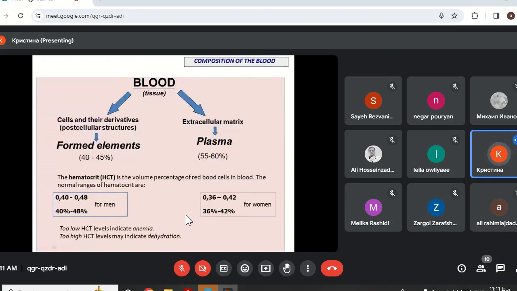So, composition of blood. Blood is a tissue, and as any tissue, it includes cells and their derivatives and extracellular matrix. The cells and derivatives of cells in blood are called formed elements of blood, and they make about 40–45% of the volume of blood. Extracellular matrix of blood is liquid, and it is called plasma, blood plasma, and it is about 55–60% of volume.